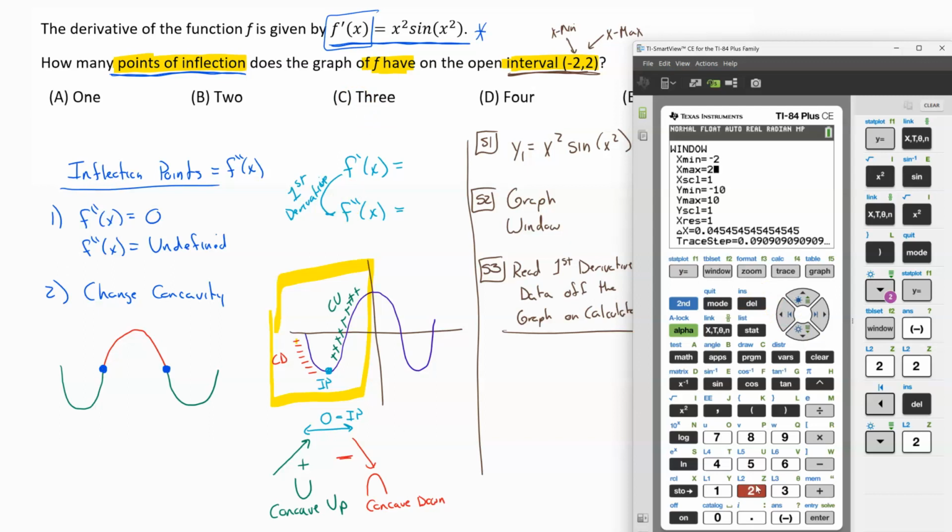I might want to adjust them to make my life a little bit easier, but I could probably read off what I need from this. So I hit graph now. And what I'm looking for in this situation is I'm looking for the places where it goes from positive to negative or negative to positive. So looking at this graph here, what you want to do now is read off the pluses and the minuses like we talked about in that earlier example.